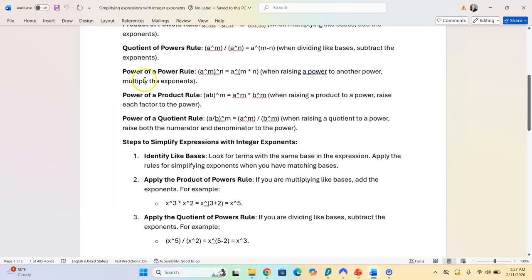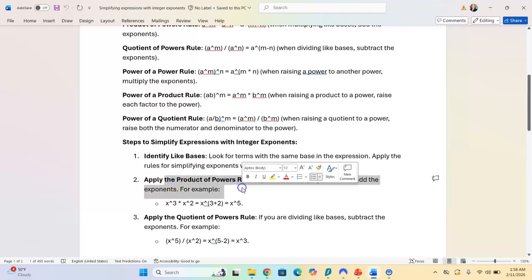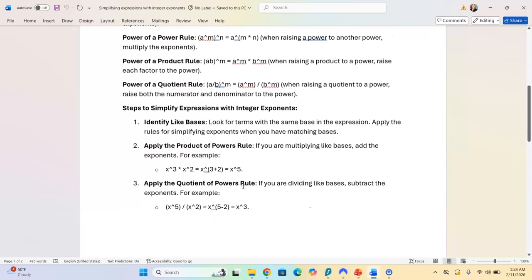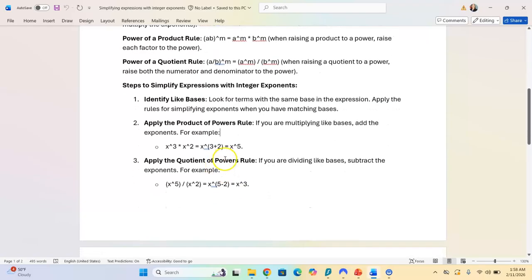Okay, you see power of a power rule, power of a product rule. So you want to go up, and as you are reading through and doing your steps and going through the instructions of assignments, find that vocabulary. And then the power of the quotient, apply the quotient of powers rule. You'll see that that's there. So this is a rule that you'll follow every single time that you solve.